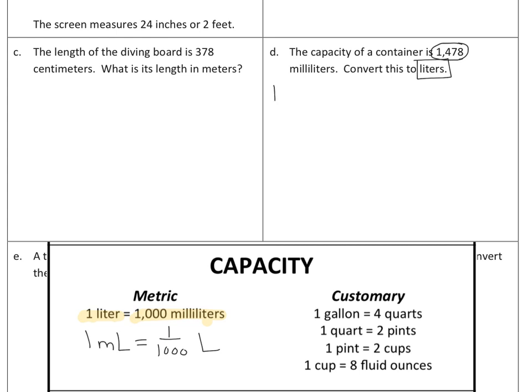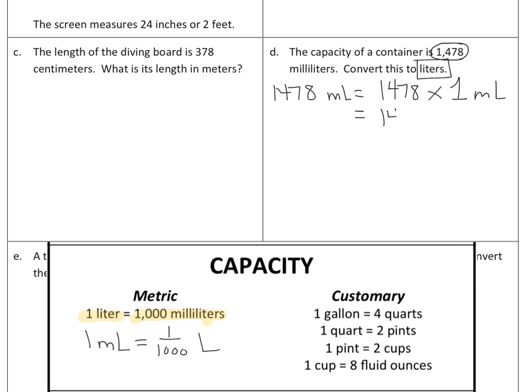So we're taking 1,478 milliliters, and we're converting it to liters. So we're going from small to big. So separating the factors, we have 1,478, and we're going to multiply that by how many milliliters would give us 1,478, and that's going to be 1 milliliter.